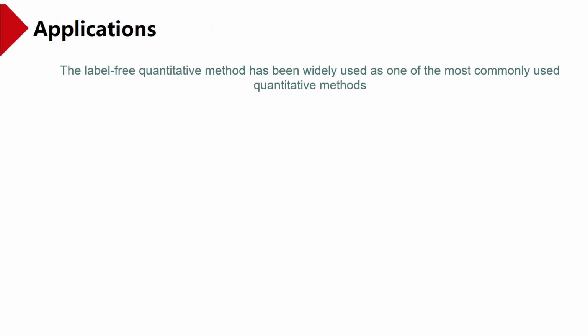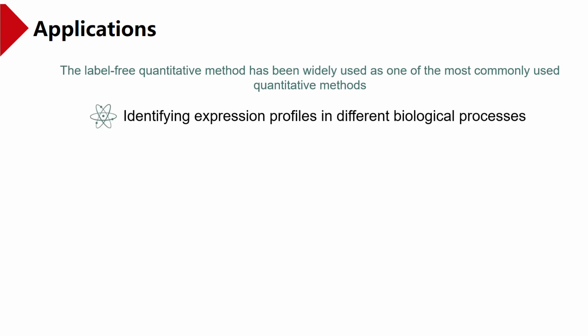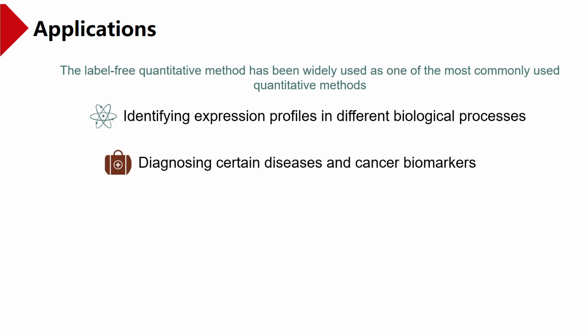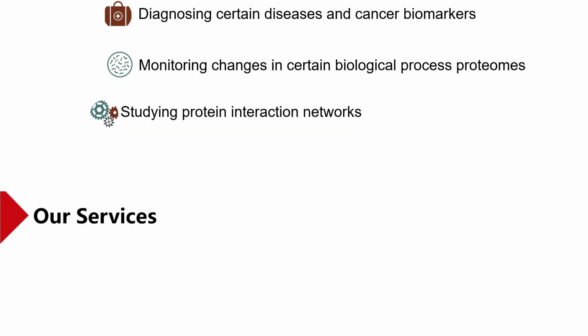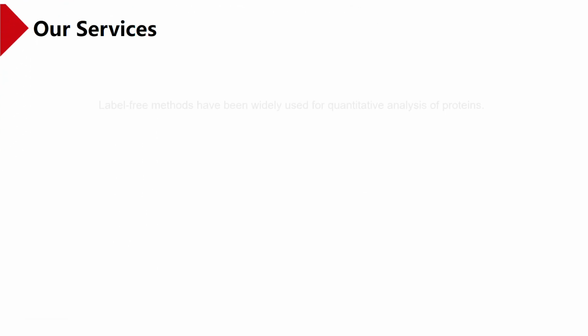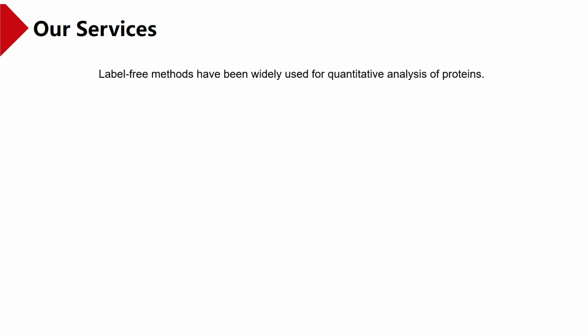The label-free quantitative method has been widely used as one of the most commonly used quantitative methods, such as identifying expression profiles in different biological processes, diagnosing certain diseases and cancer biomarkers, monitoring changes in certain biological process proteomes, and studying protein interaction networks, and so on. Label-free methods have been widely used for quantitative analysis of proteins.